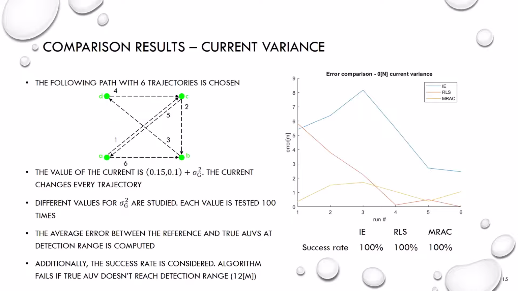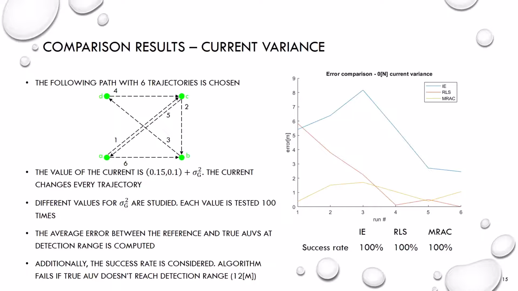In order to determine which of the approaches works best, we test them in different conditions to determine which one has the least error or which one is the most robust. We use the path that is shown for the following tests. We have 4 checkpoints, and the AUV moves in 6 different trajectories between them.